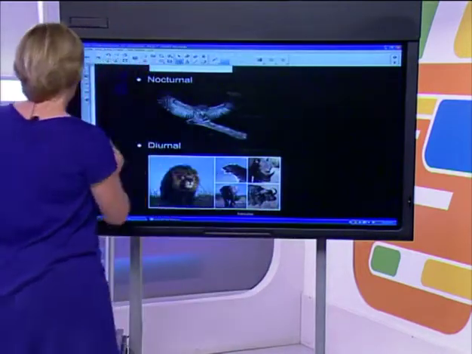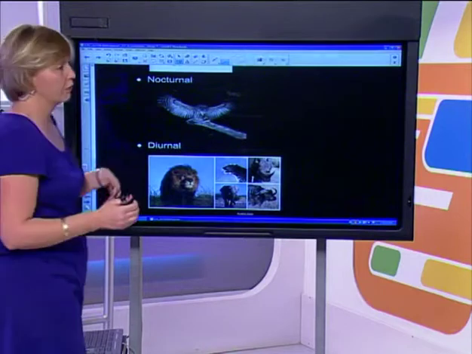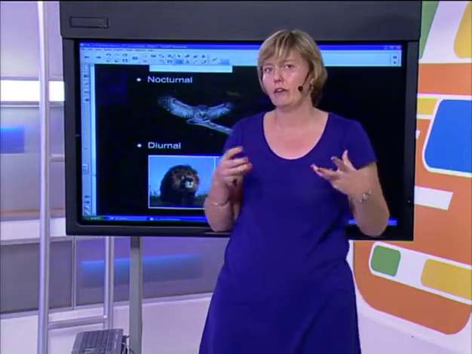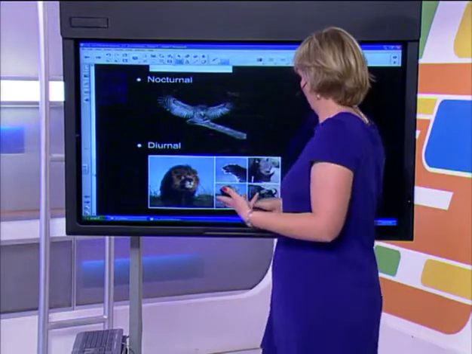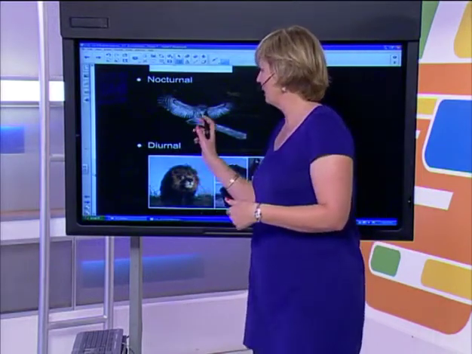So the two types of behavior that come with light are nocturnal and diurnal. If they are mostly active at night, that doesn't mean they can't do something during the day, but it means they're mostly active at night. They're called nocturnal. If they are mostly active during the day, they're called diurnal. A couple of examples here are an owl.